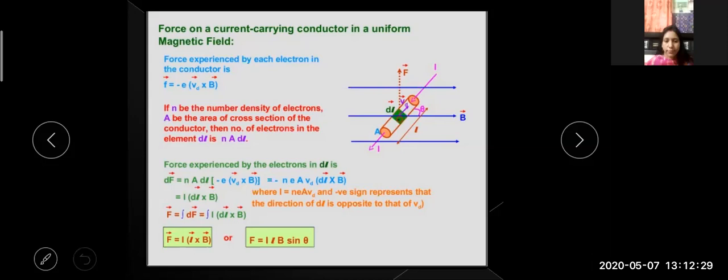According to this rule, the forefinger, central finger and the thumb of the left hand are stretched mutually perpendicular to each other, such that the forefinger points along the direction of magnetic field, the central finger along the direction of current or the direction of motion of the positive charge, then the thumb will be along the direction of the force. Clear? So we can find the direction of this force by applying Fleming's left hand rule. Clear?